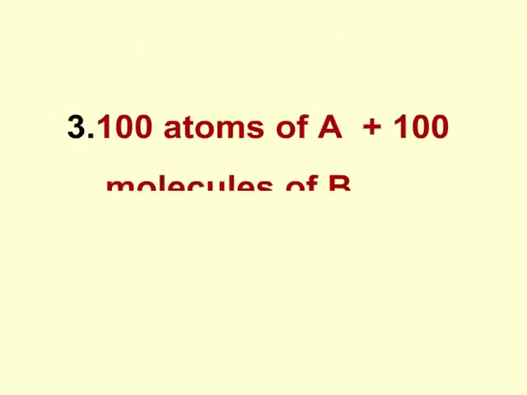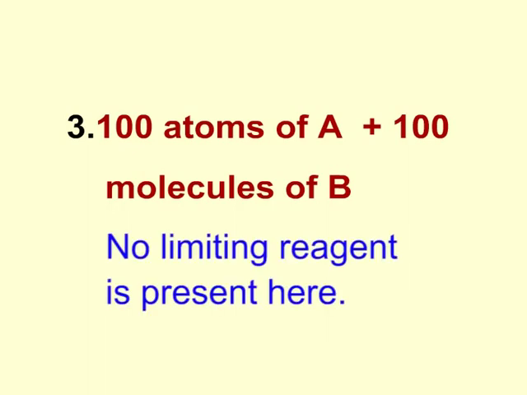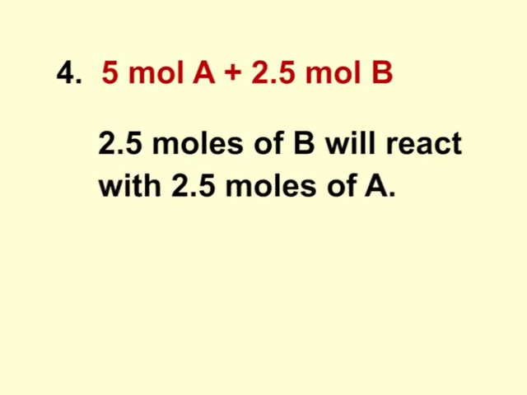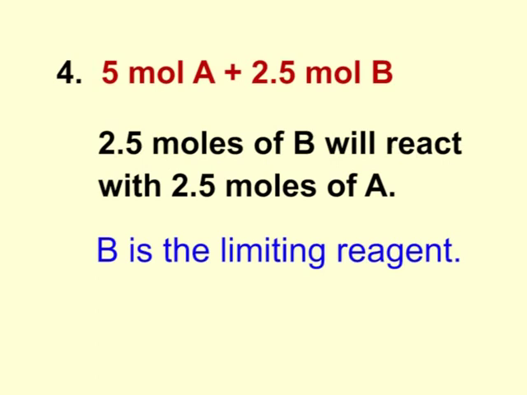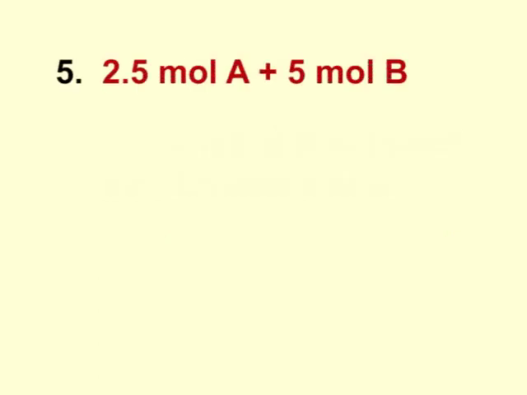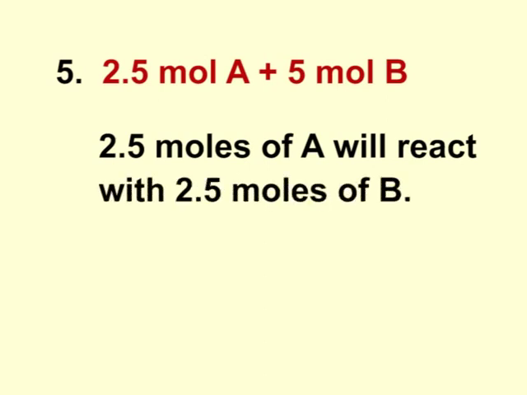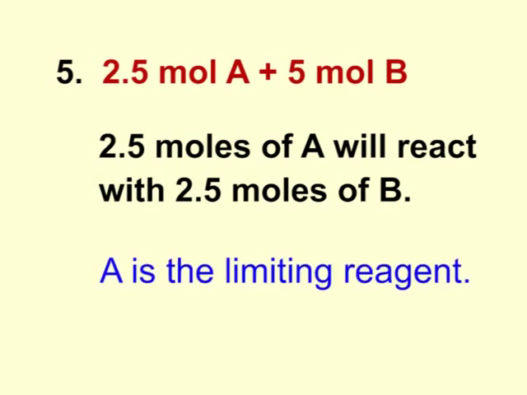3. As 100 molecules of B will react with 100 atoms of A, hence, no limiting reagent is present here. 4. 2.5 moles of B will react with 2.5 moles of A. Hence, B is the limiting reagent. 5. 2.5 moles of A will react with 2.5 moles of B. Hence, A is the limiting reagent.